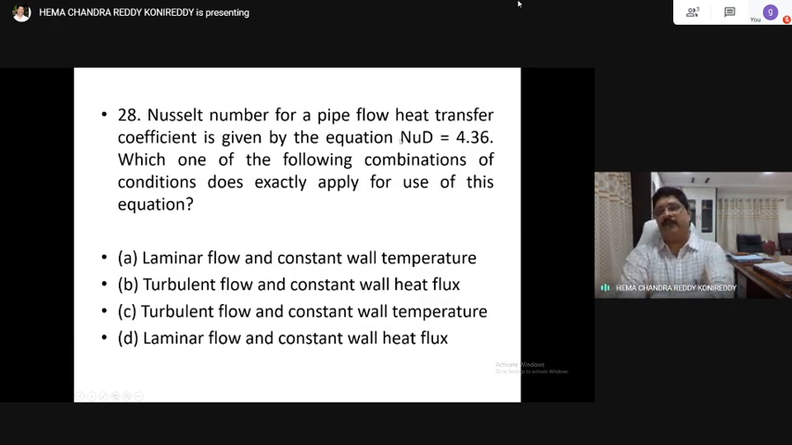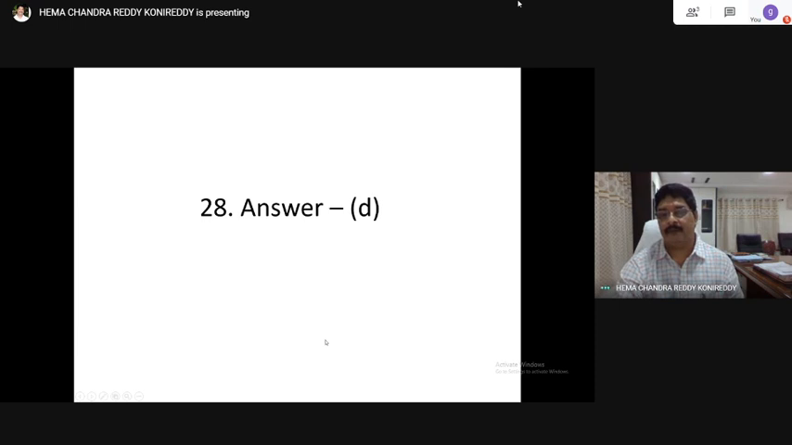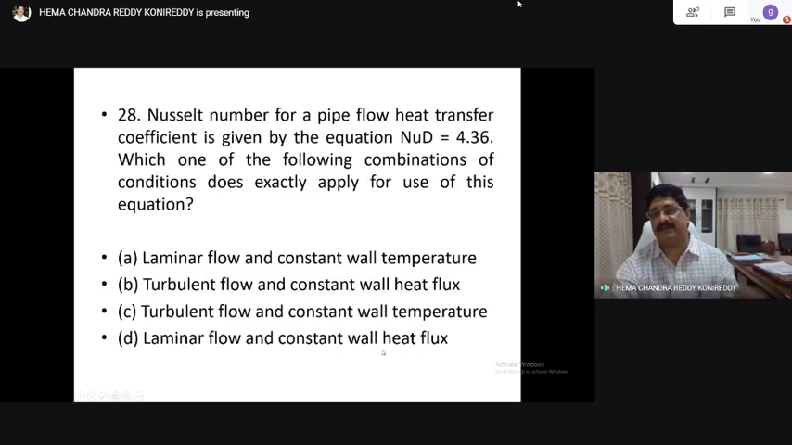Nusselt number for a pipe flow heat transfer coefficient is given by the equation Nu suffix D is 4.36. Which one of the following combinations of conditions does exactly apply for use of this equation? Nu D is equal to 4.36. It is for constant heat flux, laminar flow. Nu is equal to 3.66 for constant wall temperature when it is laminar. Nu is equal to 4.36 for laminar and constant heat flux.